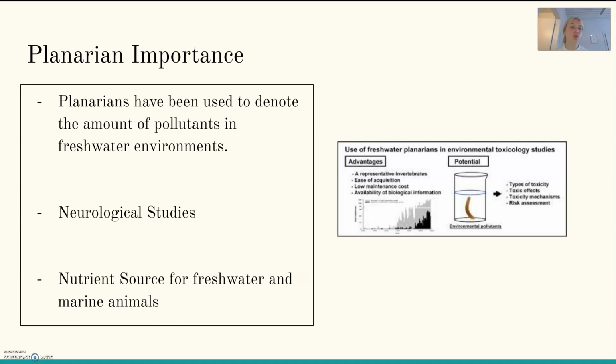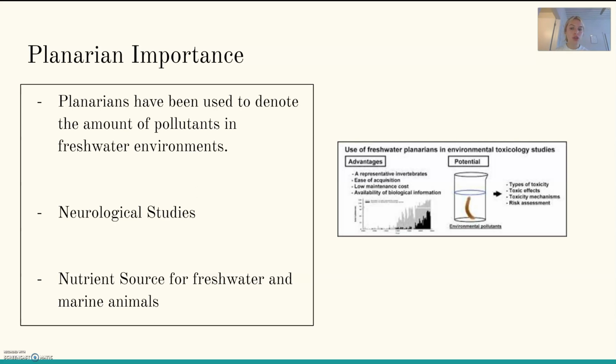Something else they're really big for right now is neurological studies, and that's due to the fact that, as I mentioned earlier, their cilia are good for that, and they have regenerative potential, meaning that, like I said, if they were split in half, they would regrow a head and a tail.